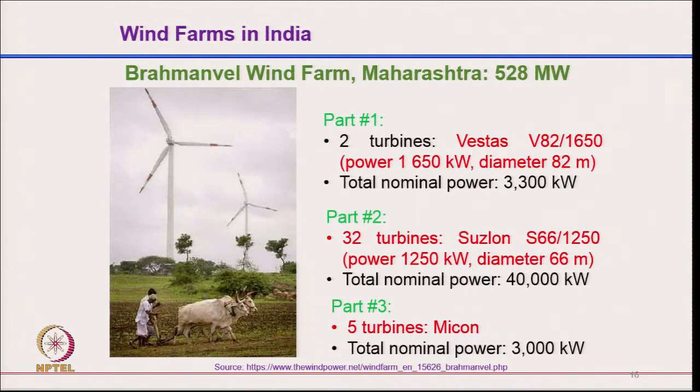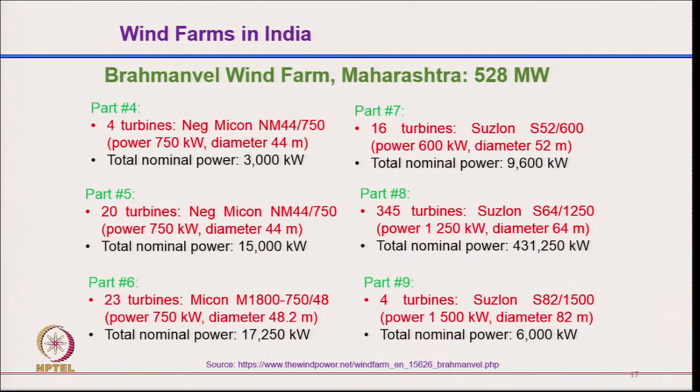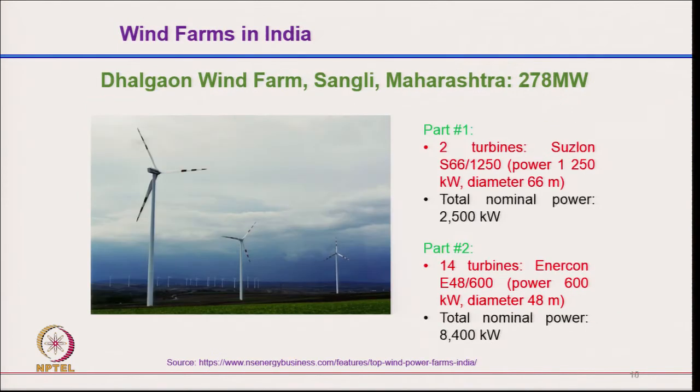Then we have Banawali in Maharashtra, 528 megawatt, in 2 stages, installed with WECS turbines of 1650 kilowatt, then Suzlon models of 1250 kilowatt, and then Micon put in another 5 turbines of typically 3 megawatt. These are the different parts, or different stages, of this 528 megawatt plant.